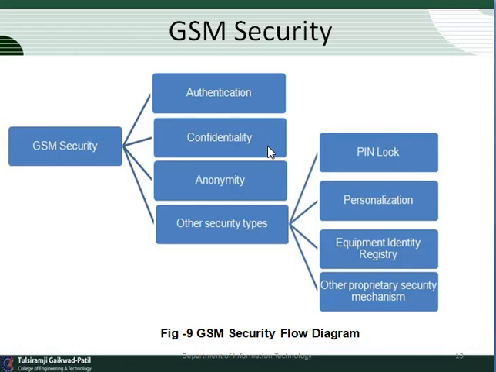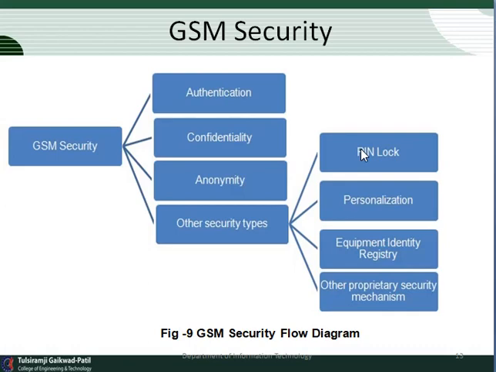After that, anonymity. What is anonymity? Anonymity in the sense is when a hacker or third person is trying to access your information, at the time of accessing that confidential information, the user is not allowed to access it. Means we are providing a number of security phenomena or security attributes for the person. After that, other security types.